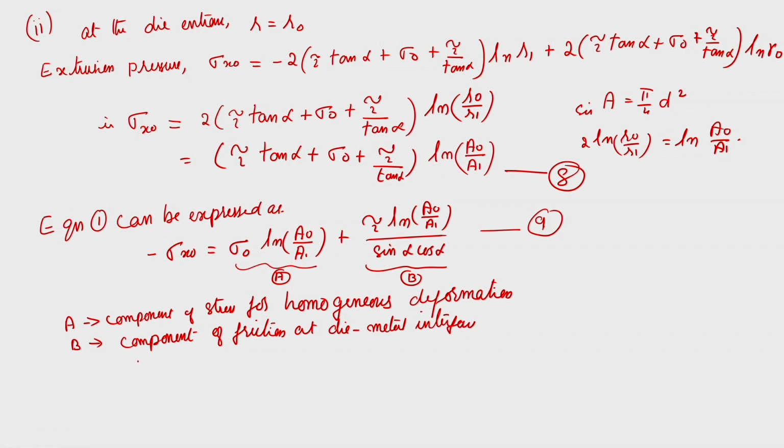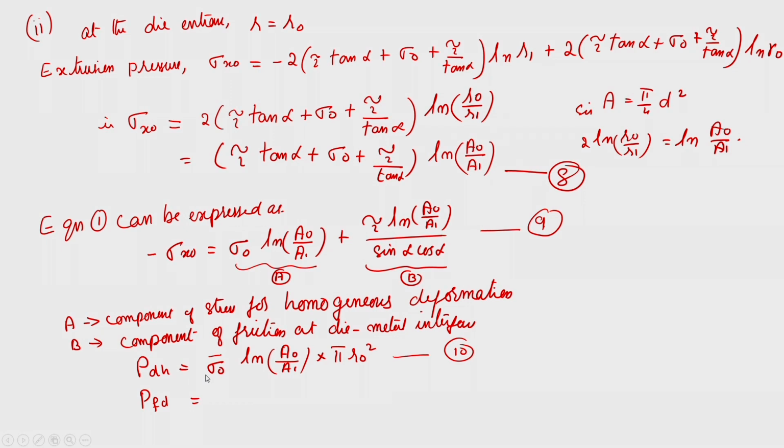So, we can say that P d h is equal to sigma naught. We can just use it as an average value also, because it will vary from inside to outside. So, we can write sigma naught log A 0 by A 1, this is the strain which is there, so effective stress and effective strain, into the cross sectional area, that is pi r 0 square. So, this is your equation number 10.